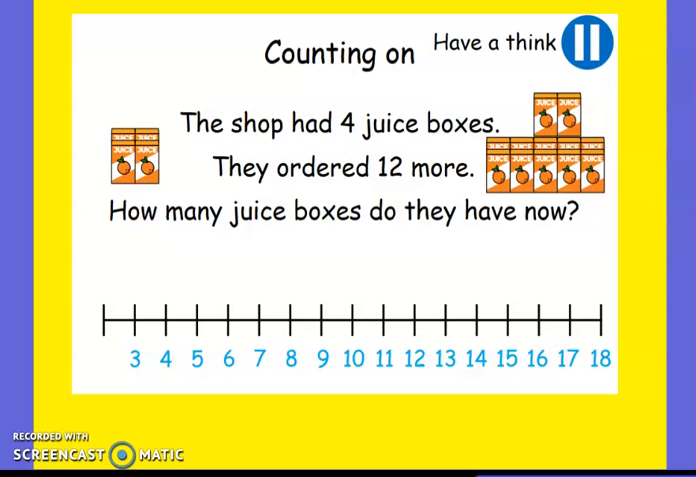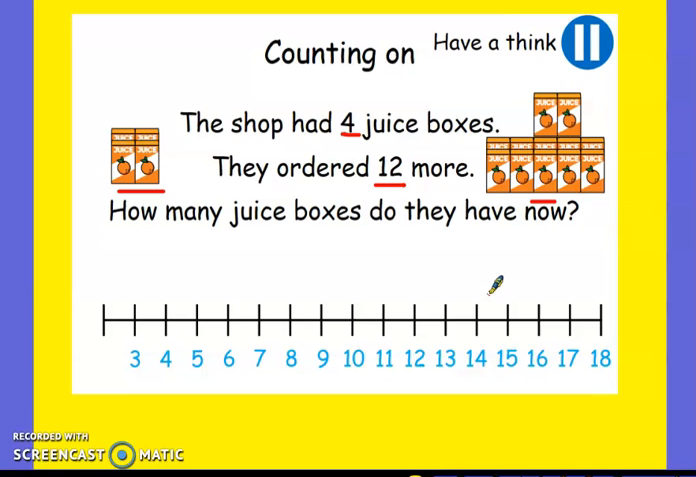Let's have a look at this one. The shop had 4 juice boxes. They ordered 12 more. So we've got 4 juice boxes here, and they ordered 12 more here. How many juice boxes do they have now? So let's have a look. We've got 4 juice boxes and we need to add 12 more.